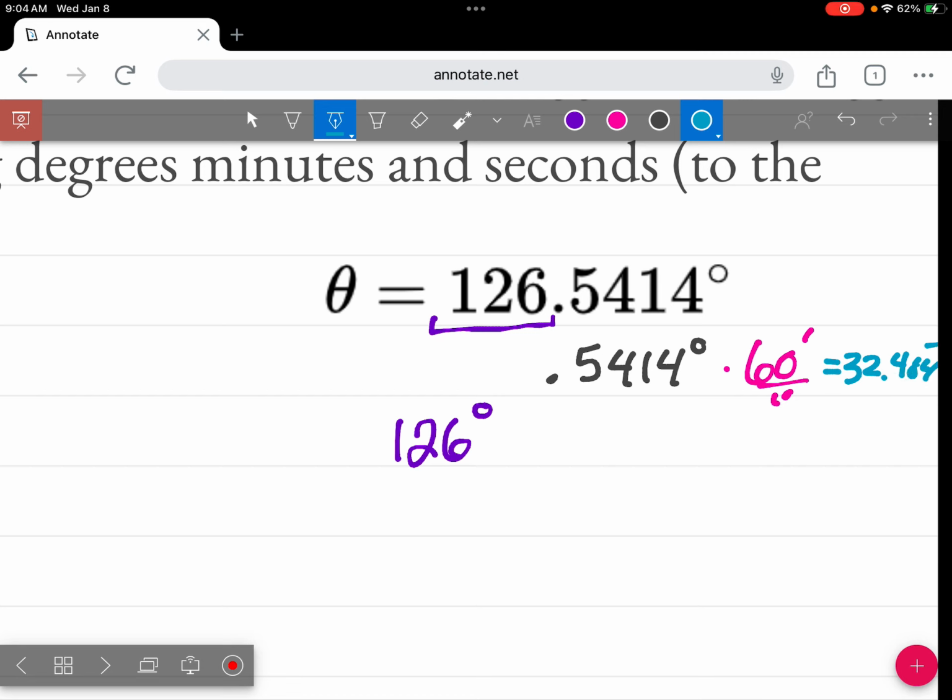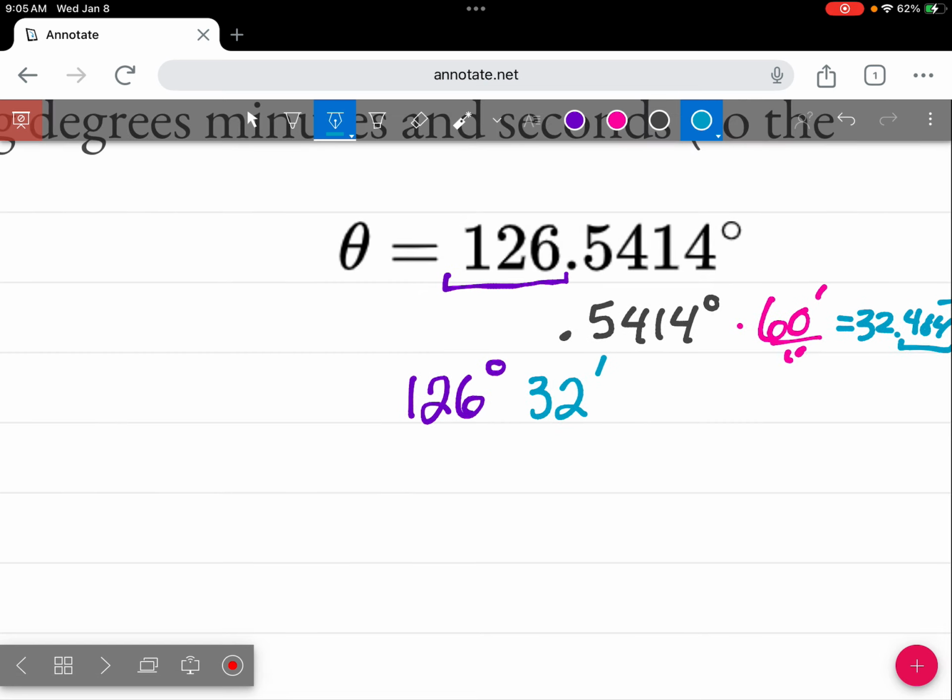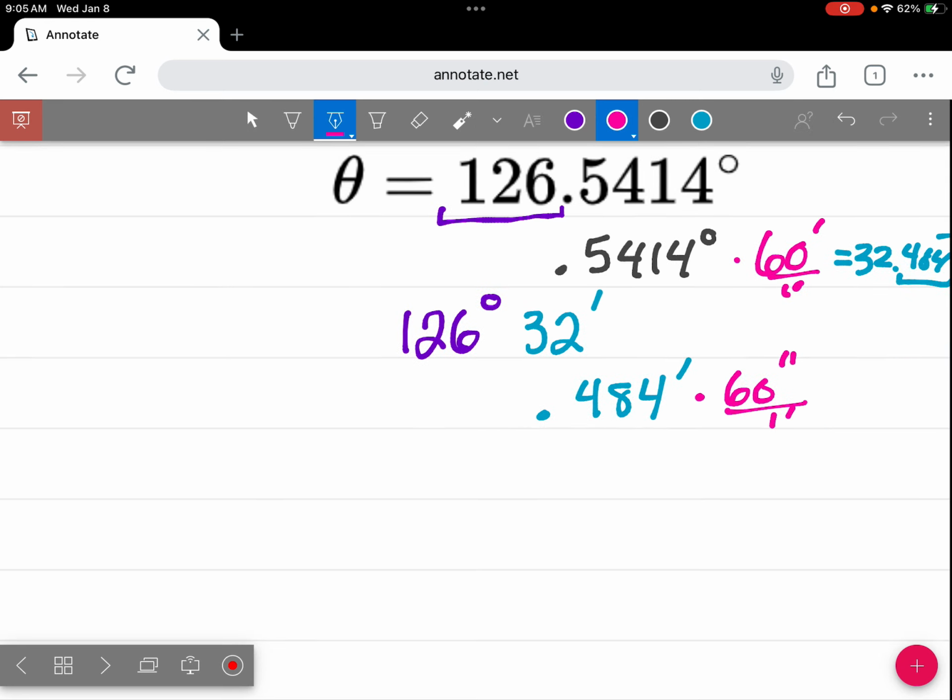Minutes. So we're going to have our 32 minutes, and we're going to do the same thing with this decimal. We're going to take our 0.484 minutes, and we're going to convert that into our seconds. So what are we going to multiply that one by? 60 again. Our 60 seconds to our 1 minute. What do we get when we multiply that?